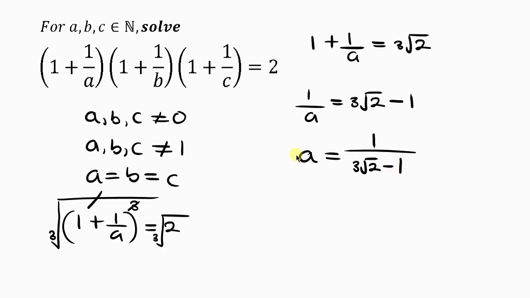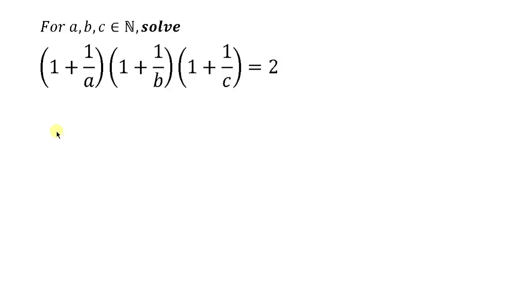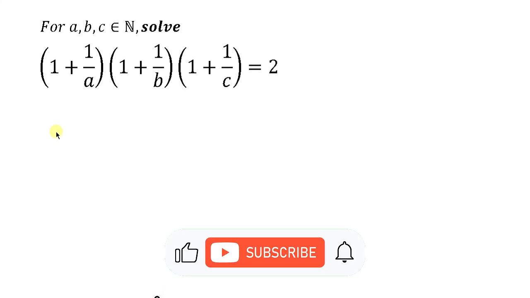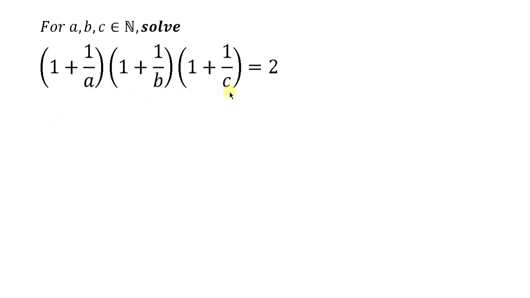And since a is a natural number, this value here is not a natural number. So that means this is rejected. So a, b, and c cannot be equal. Now, let's say it this way. If you look at the expression on the left, you notice that it is symmetric. That means if I swap the positions of a, b, and c, or between a and b, or between a and c, or between b and c, the expression on the left will still be the same.